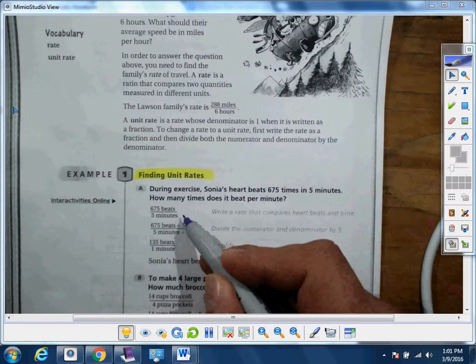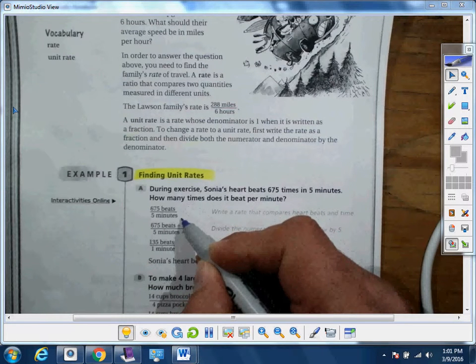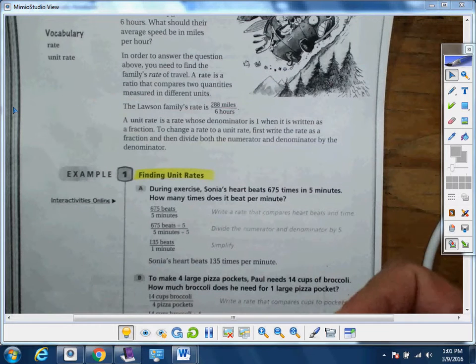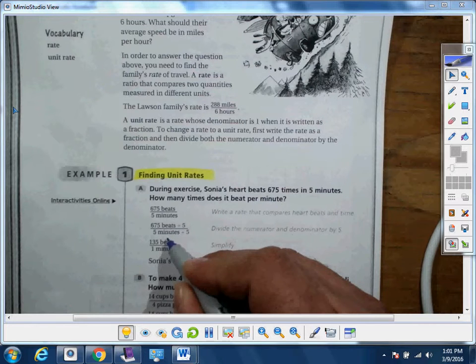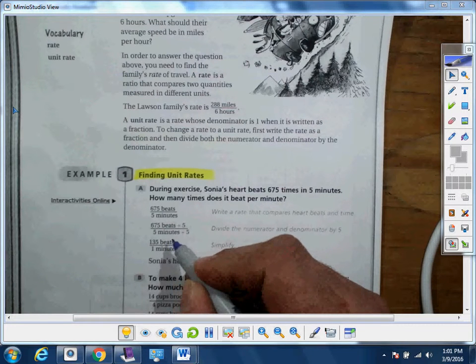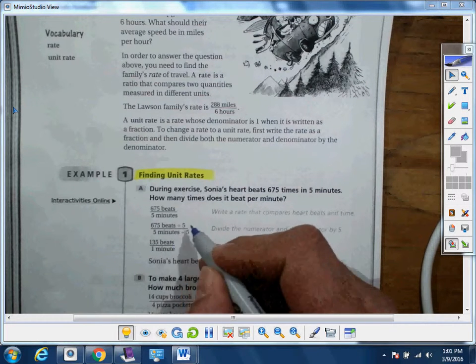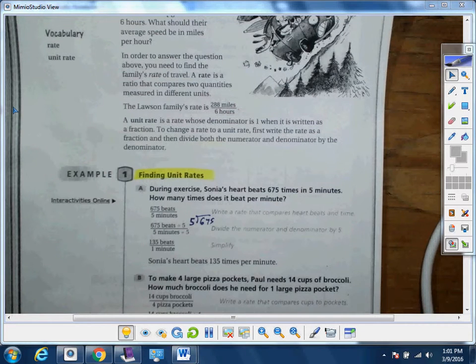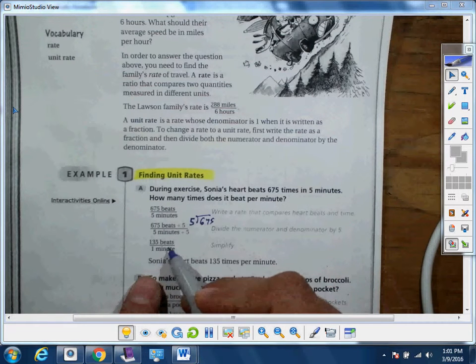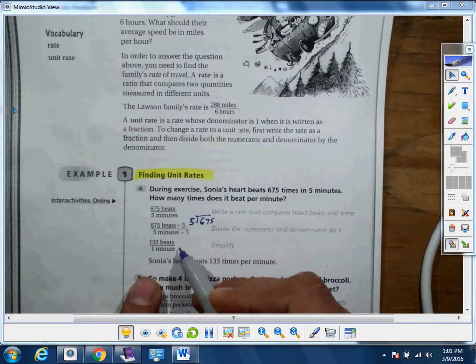So they took the 675 beats and they put it over 5 minutes. What they wanted to know is how many beats it was in 1 minute. So they took the 675 over 5 and they divided the top and the bottom by 5, because you want to make the bottom number equal to 1. To make the bottom number equal to 1, you divide it by itself. And if you do it to the bottom, you have to do it to the top. So they took the 675 and divided it by 5. When they came up with the answer, you found out that it comes out to 135 beats in a minute. That makes sense.